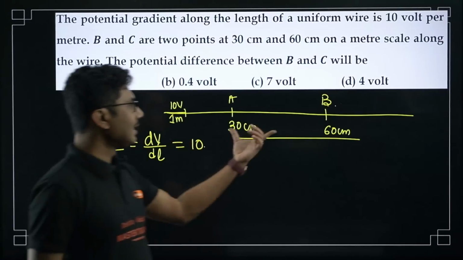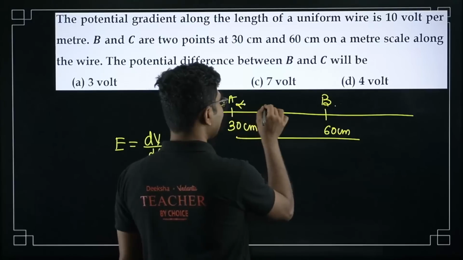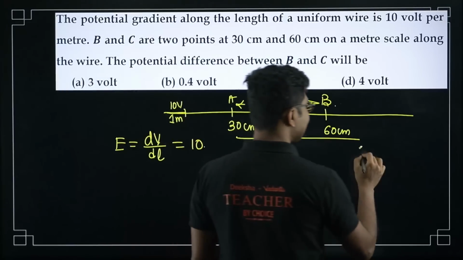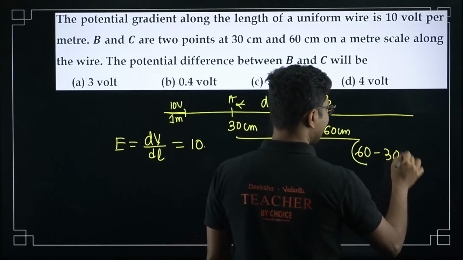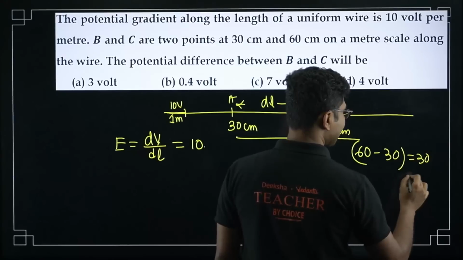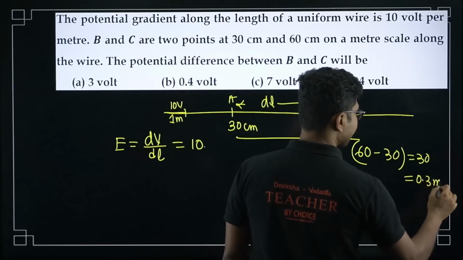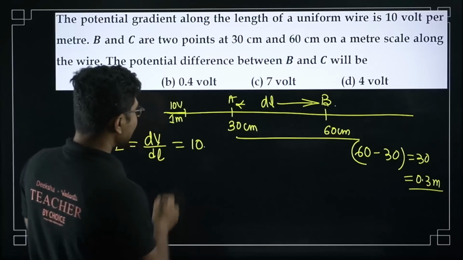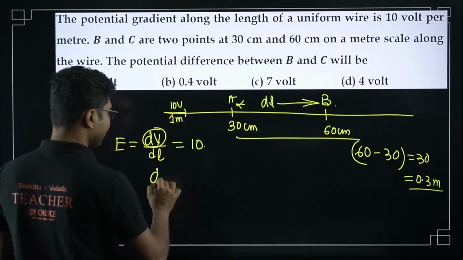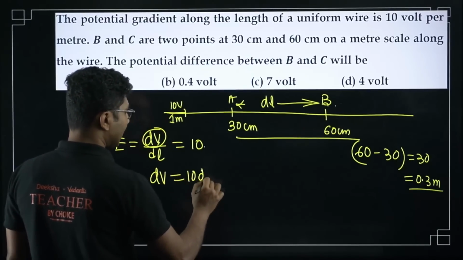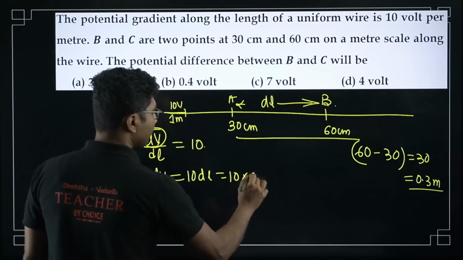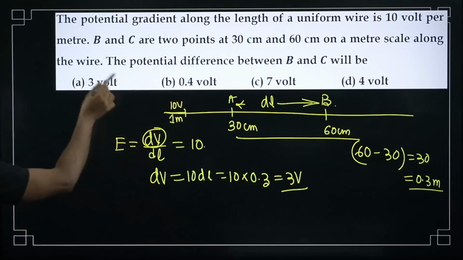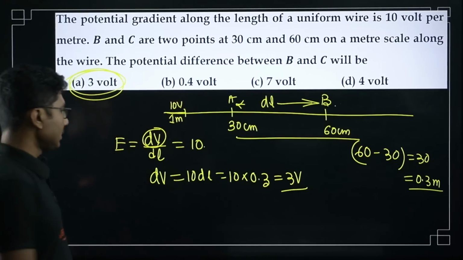Now what is the distance, dl? dl is basically 60 minus 30, that is 30 centimeter, that is 0.3 meters. So the dl value is 0.3 meters. You have to calculate the potential difference, that is dV. So dV equals 10 dl, that is 10 into 0.3, that is 3 volt. So the voltage difference is 3 volt.